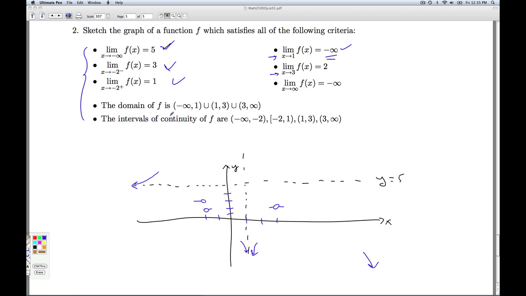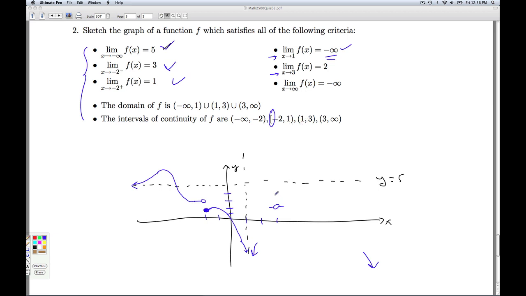This is where the intervals of continuity come in. F is continuous from minus infinity to minus 2. All right, so that means I can just connect these parts up with a nice connected curve there. This bracket on the negative 2 tells me that I'm continuous from the right at negative 2. So that means I actually fill that dot in at 1. And then it's continuous over to 1. So I can connect that up.